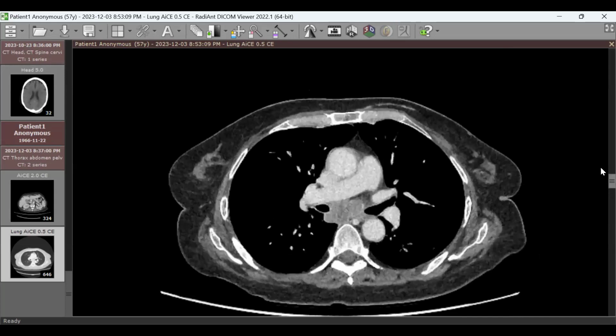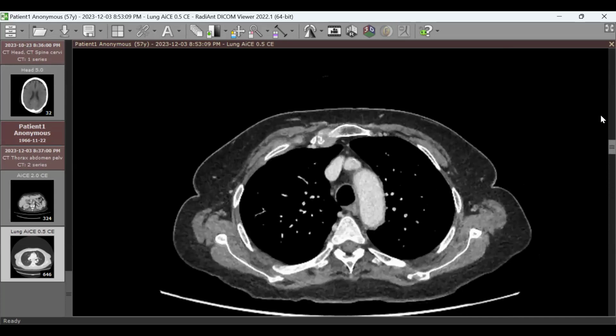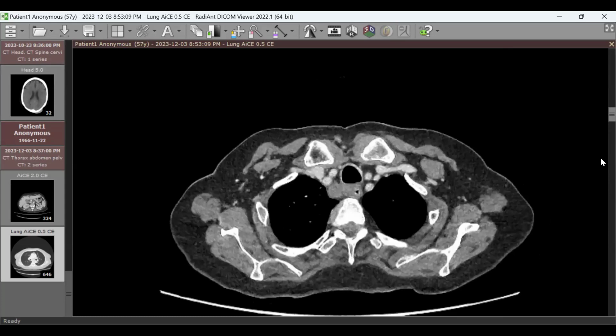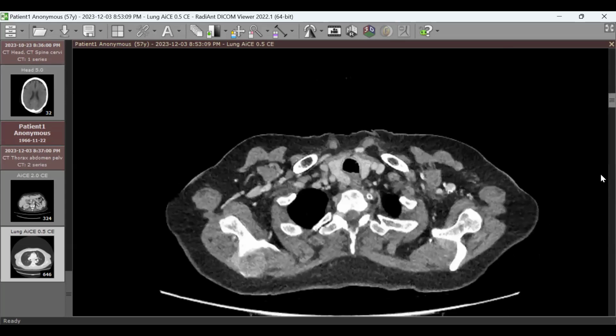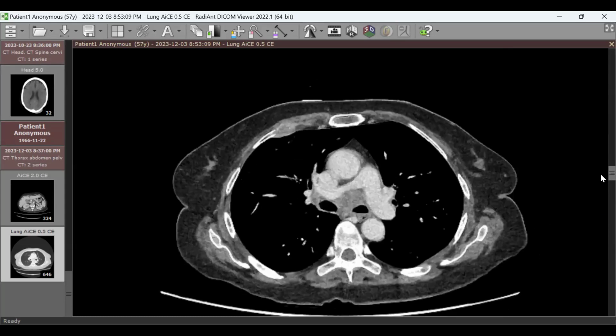Let's also do the bone window. I think the posterior ribs, they have lesions. You're right. Yes, multiple rib lesions. Okay, and also multiple mediastinal lymphadenopathy.